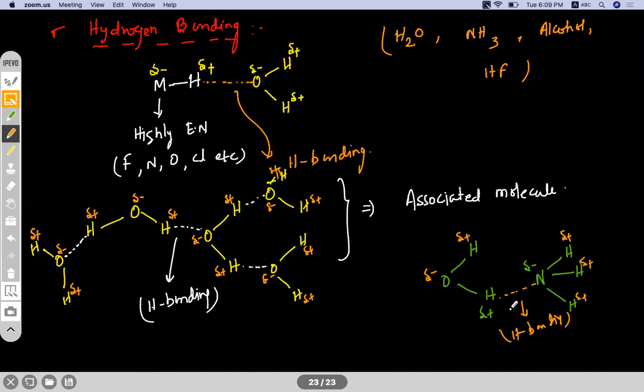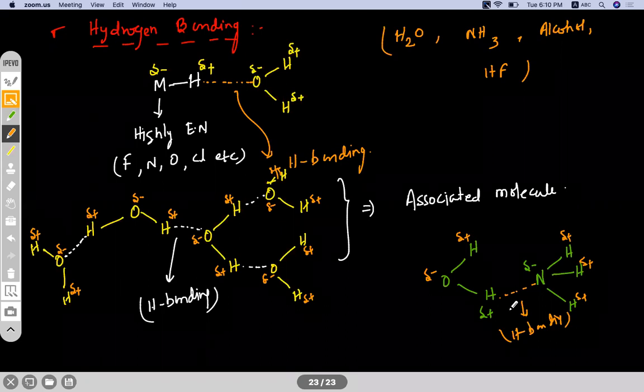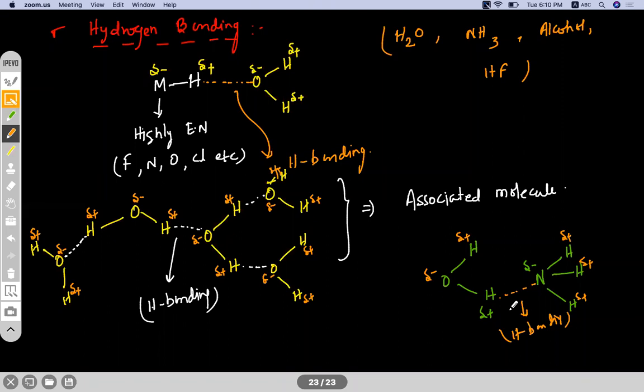The more charge density on the atom, the more the electrostatic attraction, and the stronger the hydrogen bonding is. So write down, as electronegativity increases, charge separation increases, and the strength of hydrogen bonding also increases.